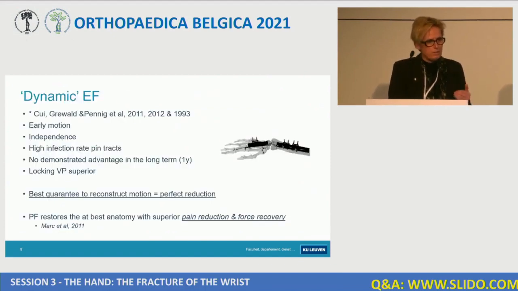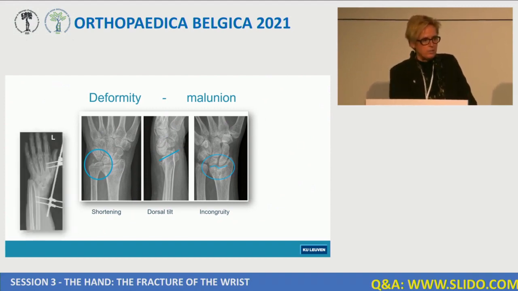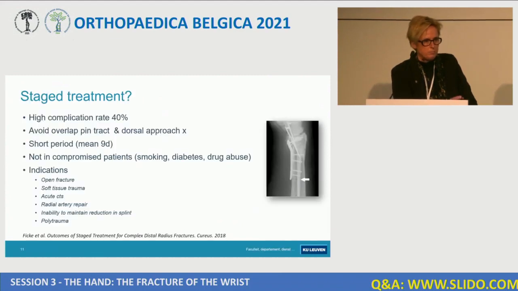The attempts of improving this stiffness of the wrists by dynamic external fixators and also by non-bridging ones have not yet proven successful. And at this moment we know that the best guarantee to reconstruct motion is to achieve perfect reduction. And what we need, as we have seen in the first presentation, is no shortening, no dorsal tilt, no incongruity. And as in the first patient I showed in the first slide, this was not achieved. It was a patient that came from abroad with 2 wrist fractures. So even though it still looks challenging, this does probably have a better prognosis.